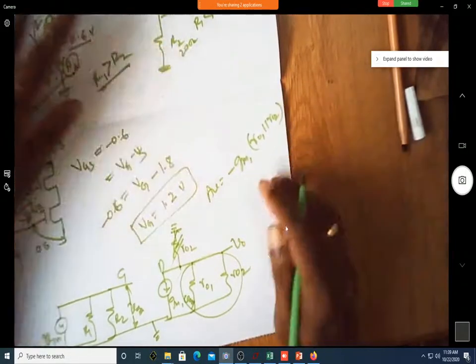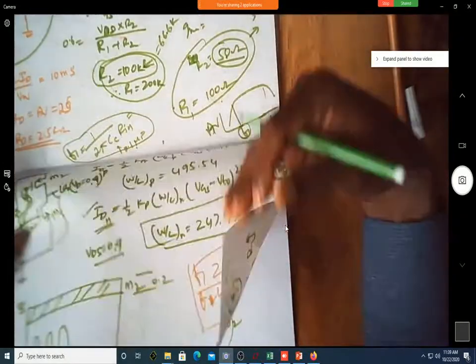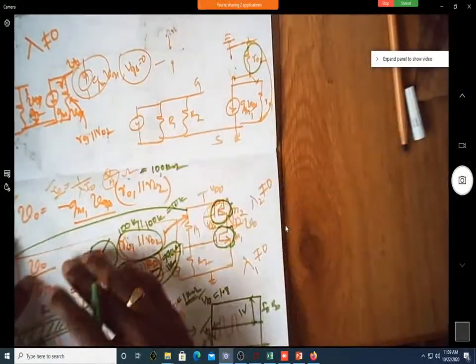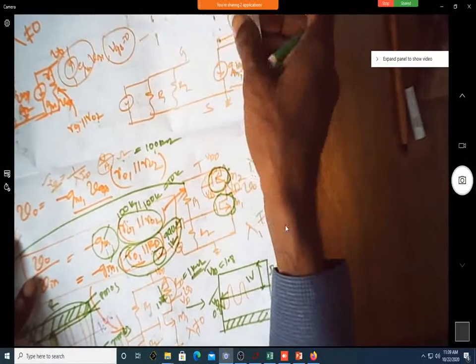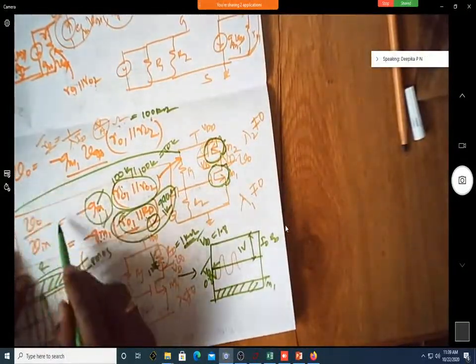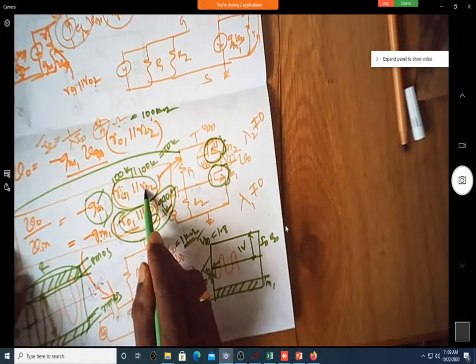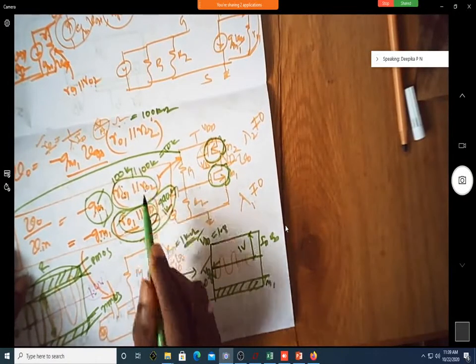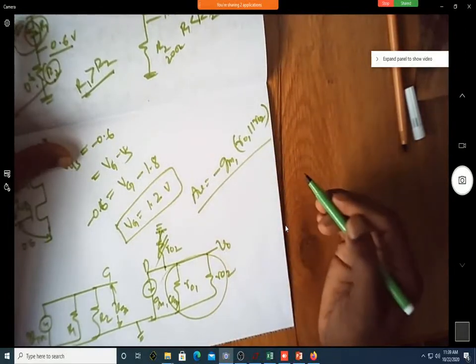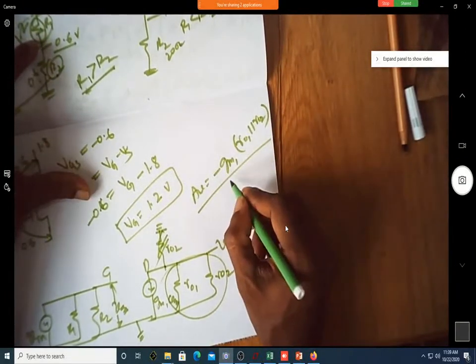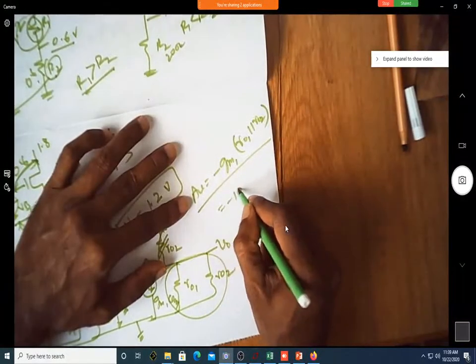That's what we discussed in the last class. See here, in the last class we have discussed this. Can you see this V0? V0 by Vn is equal to minus Gm into R01 parallel R0. See, is it the same? Yes, sir. How much is Gm now?